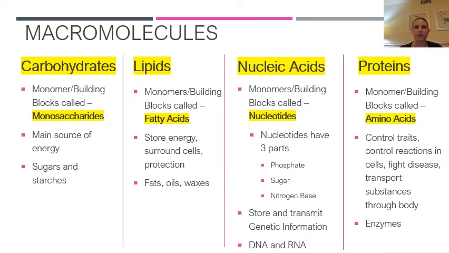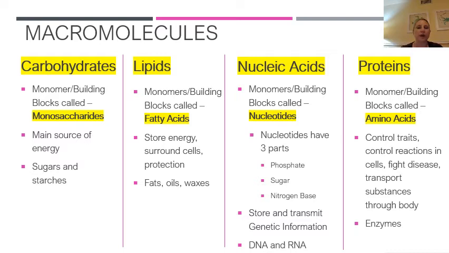Okay, from there we talked about macromolecules. Macromolecules are large molecules, okay? So for our macromolecules, we have 4 categories. We have carbohydrates, lipids, nucleic acids, and proteins. Our first macromolecule, carbohydrates, are built out of small little monomers or building blocks called monosaccharides. Monosaccharides are simple sugars. You need to remember that.